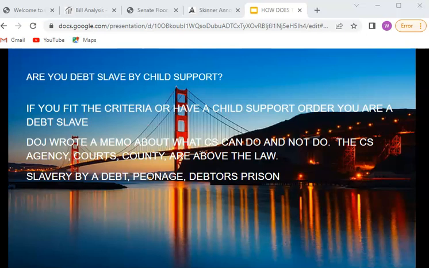So in this case, the child support, Marin County Superior Court, Marin County staff are all above the law. That stuff doesn't apply to them. They do what they want. They're trying to get the money. It's stated our country, or our so-called country, was founded on slavery and peonage. So why wouldn't they do that now?